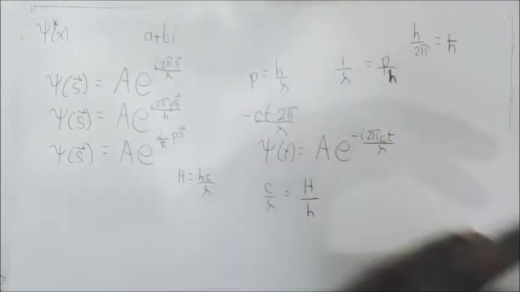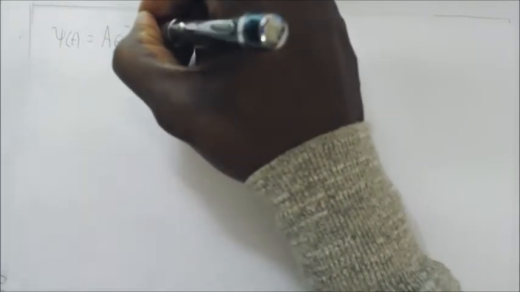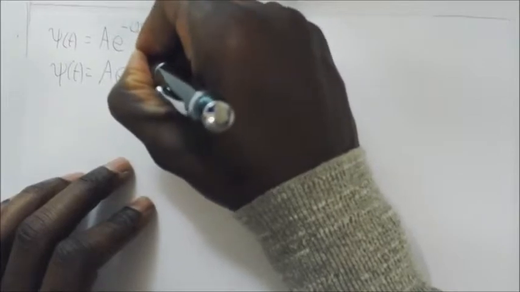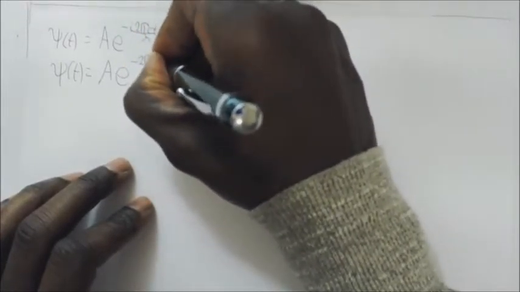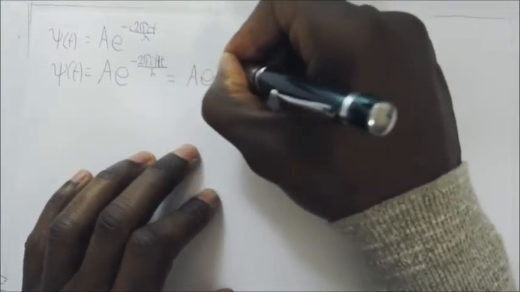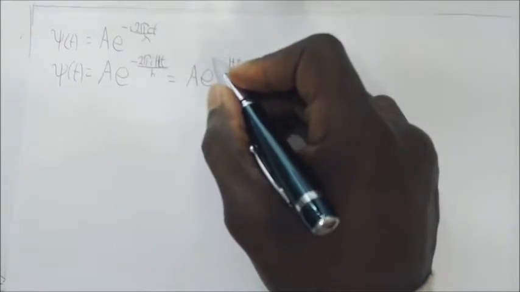And so now we can go ahead and write the equation for the wave function with respect to time as psi of t is equal to a times e to the minus i 2 pi c t over lambda, or psi of t is equal to a times e to the minus 2 pi i H t over h, which is equal to a times e to the minus i times the Hamiltonian times t over h bar. This is the wave function for the time.